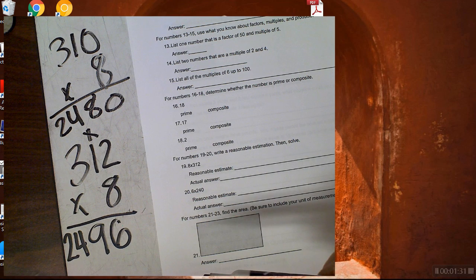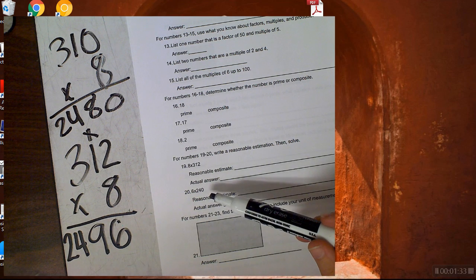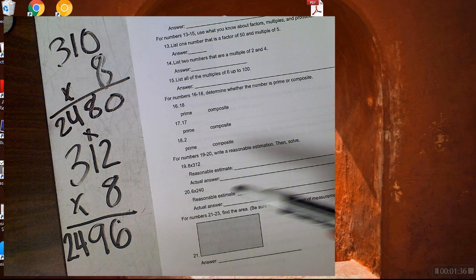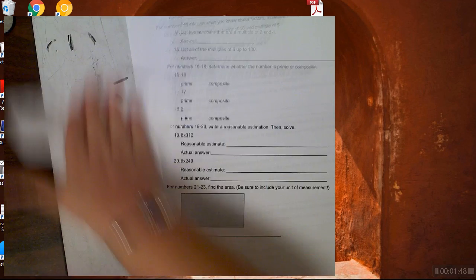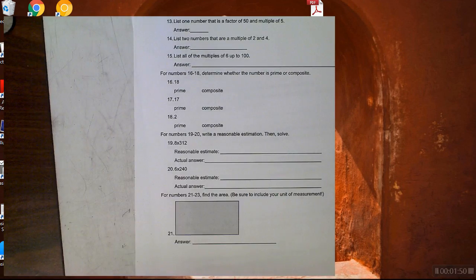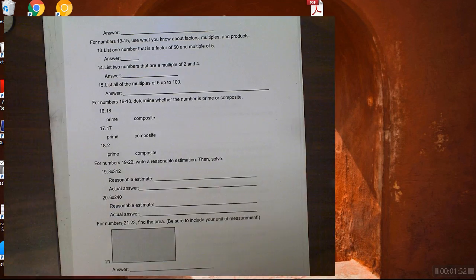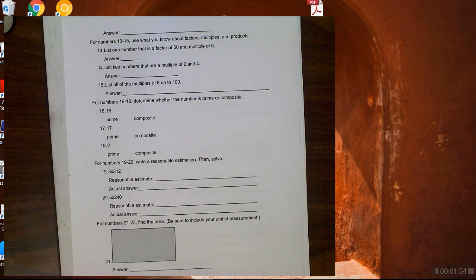With number 20, we have 6 times 240, a reasonable estimate. They could do 6 times 200 and get that sum, and then go through the process of finding the actual answer for 6 times 240. Now numbers 21 through 23, I accidentally left off our measurements here, so I'm just going to write them in. I did send a message on Remind about the links here.